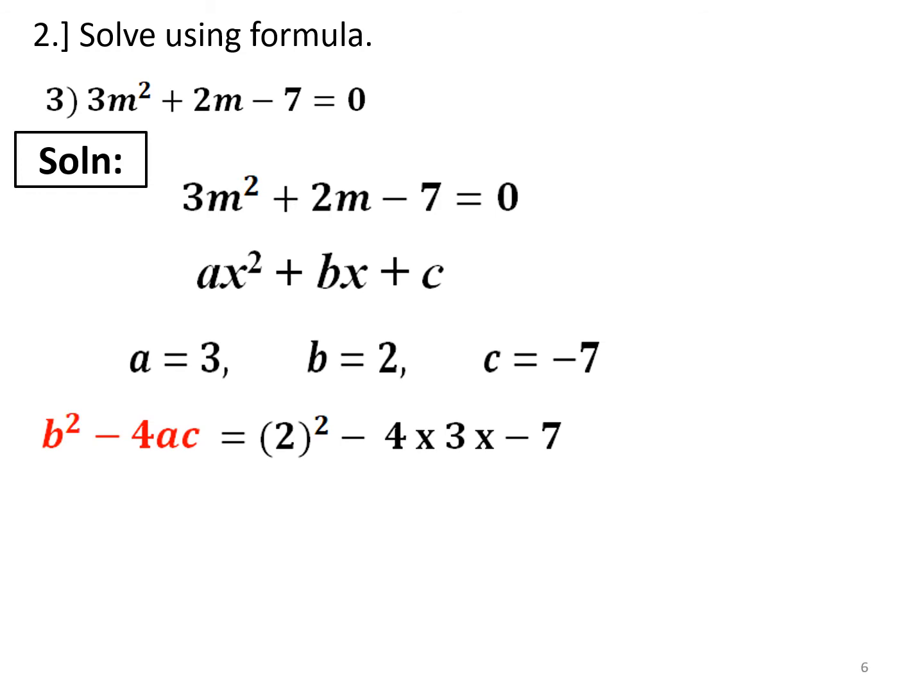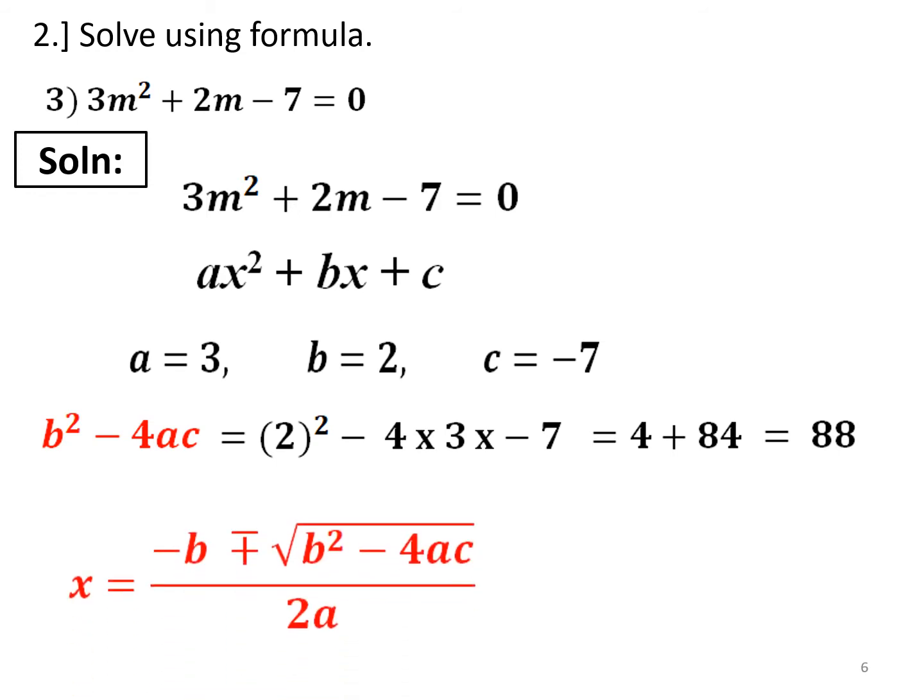2 square is nothing but 4. 4 threes are 12. 12 into 7 is 84. Minus 84. Minus and minus is plus 84. So 4 plus 84 is equal to 88. Now the formula is x is equal to minus b plus or minus under root b square minus 4ac upon 2a.